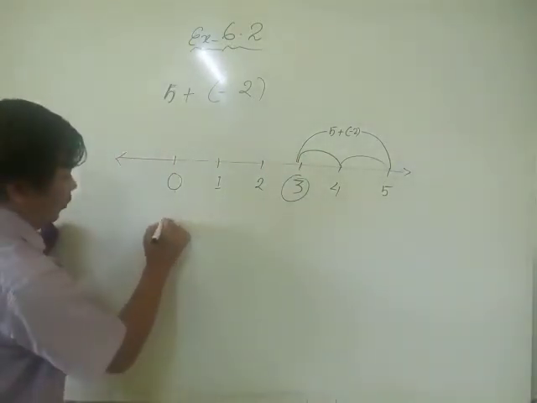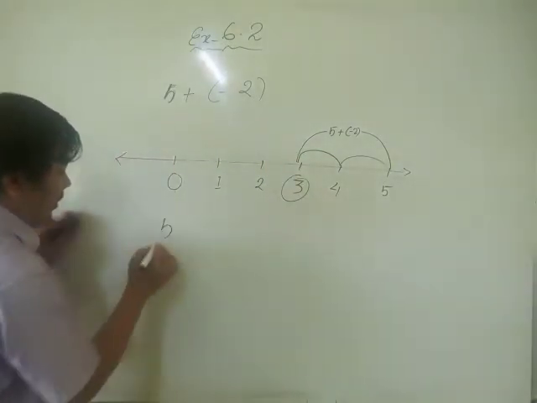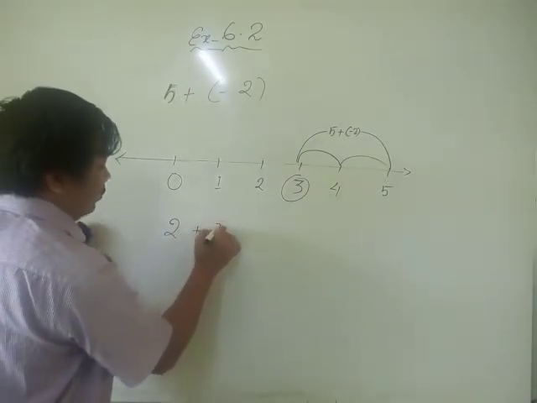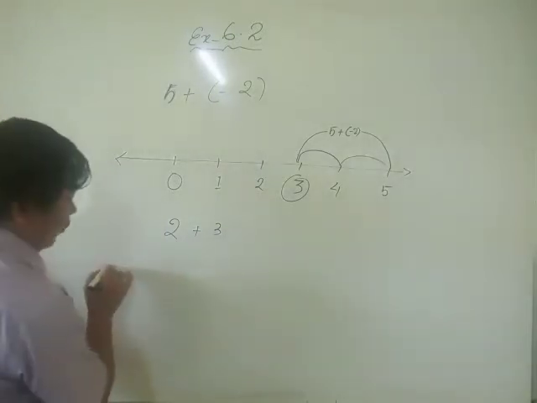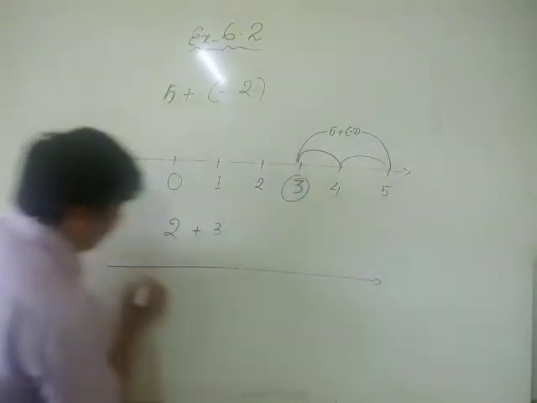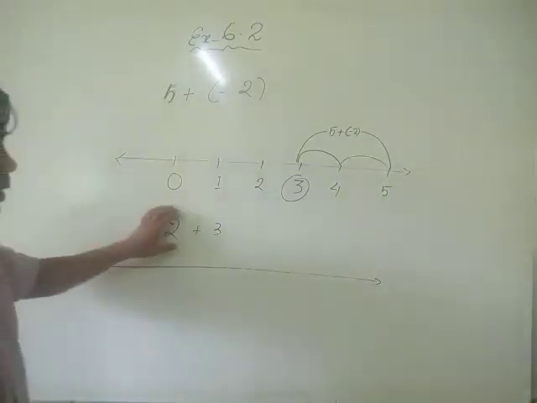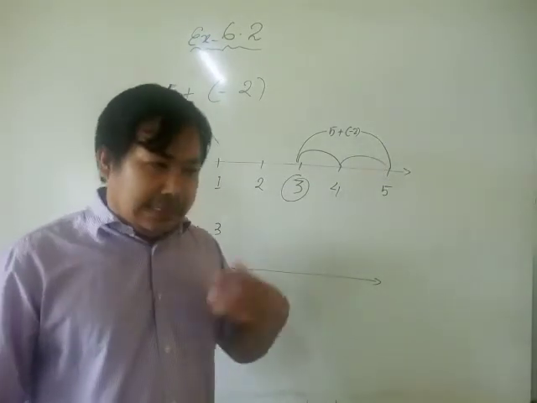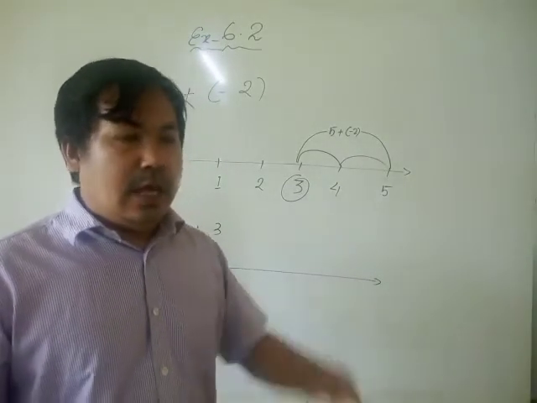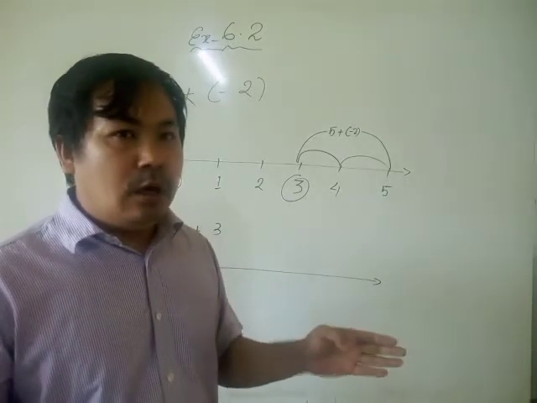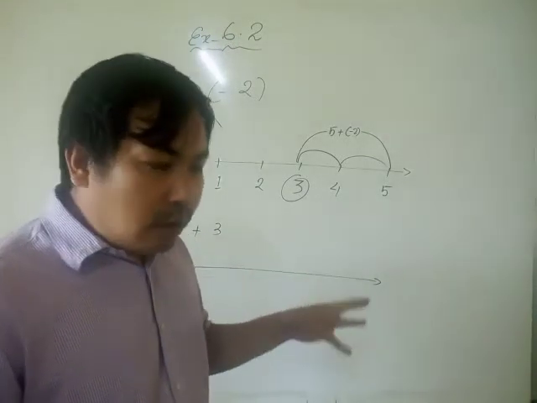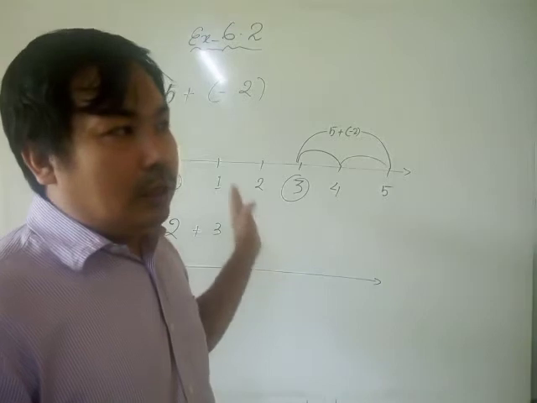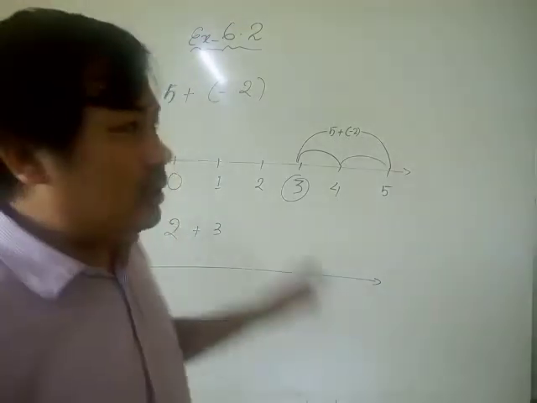Next, let us think that we have another operation, 2 plus 3. We are going to show this on the number line. My dear students, look here. A positive integer is adding another positive integer. If it is a positive number being added, from that number we have to move towards the right side. What is the number here? It is 2, isn't it?